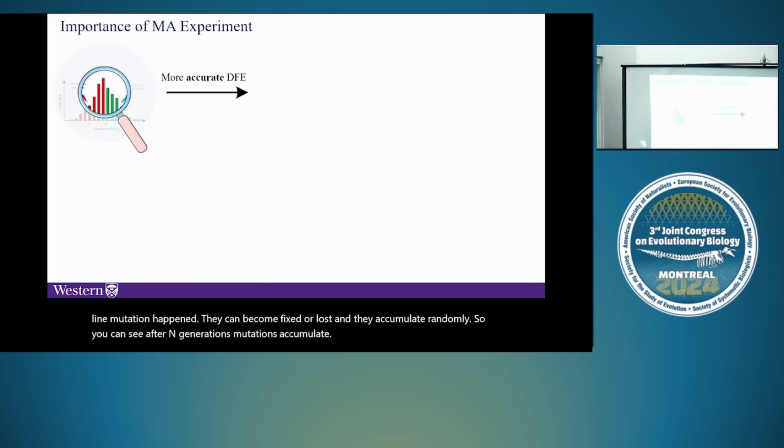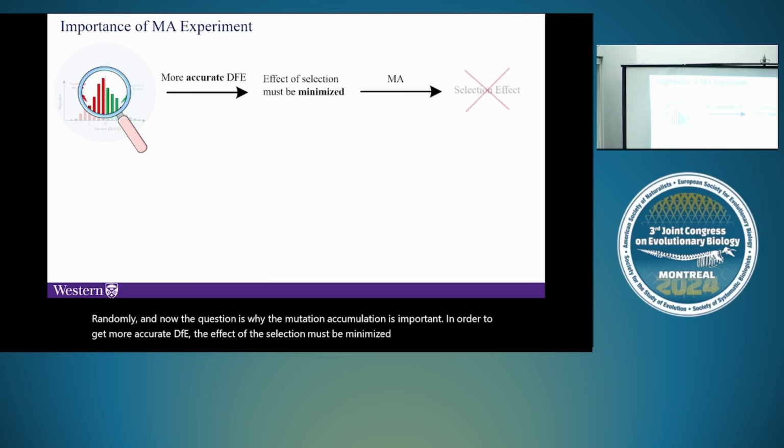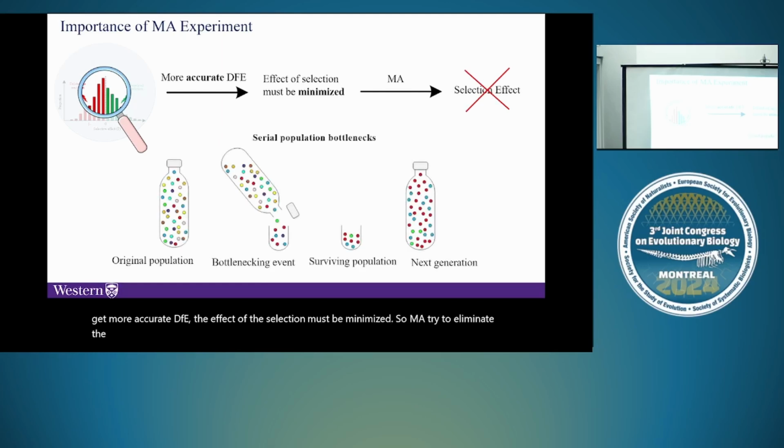And now the question is why the mutation accumulation is important. In order to get more accurate DFE, the effect of the selection must be minimized. So MA tried to eliminate the selection effect by doing the serial population bottlenecks. As you know, we have a different size of the population bottleneck. Here we use a size of 1. So in the bottlenecking event, only one individual is chosen at random. And there is no selection at the bottleneck stage.